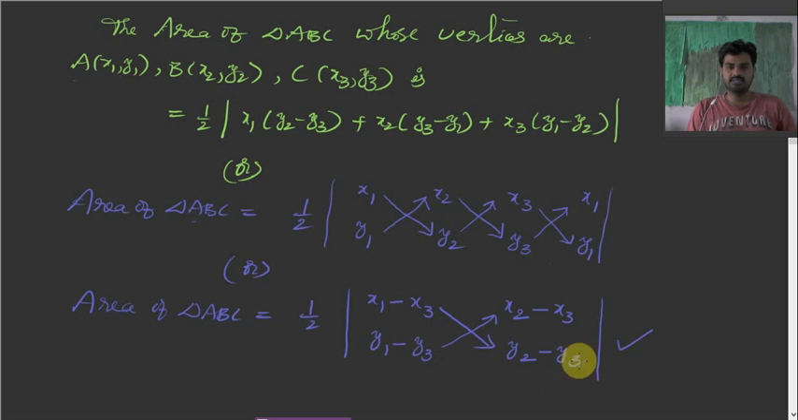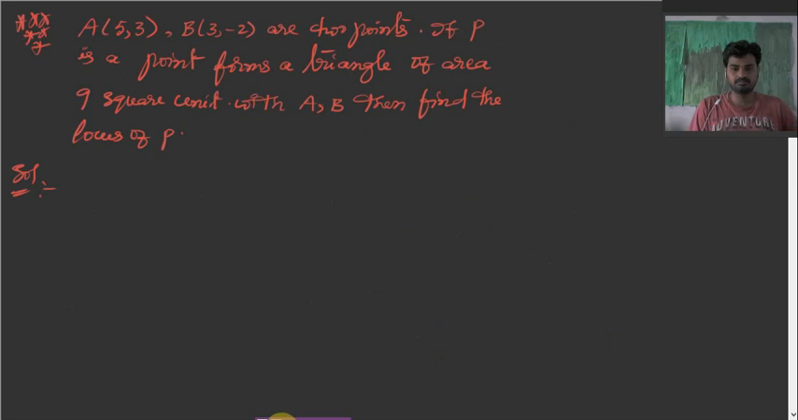Okay, let's start the problems on this formula. Look here, the problem is given. Capital A and capital B are 2 points. If P is a point that forms a triangle of area 9 square units with AB, then find the locus of P.